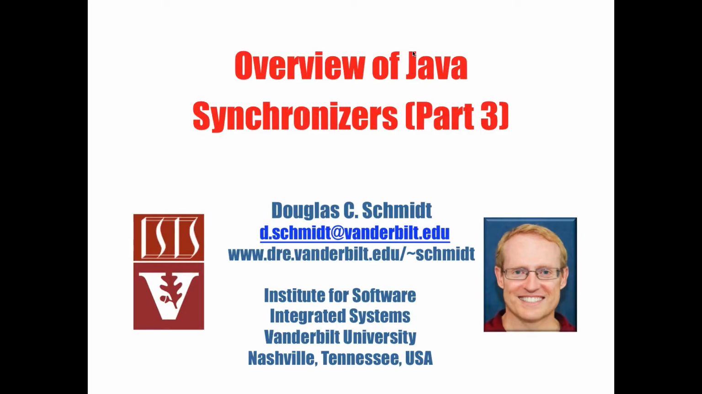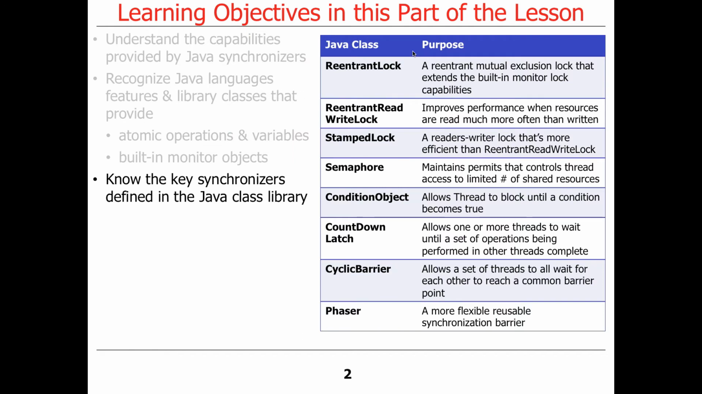So this morning we're going to continue on with our discussion about Java synchronizers. If you recall where we came from last time, we had discussed what synchronizers were in general. We talked about atomic operations and variables, gave a quick overview of them, and talked a bit about built-in monitor objects. And now we're going to talk about the key synchronizer classes that are part of the Java class library.